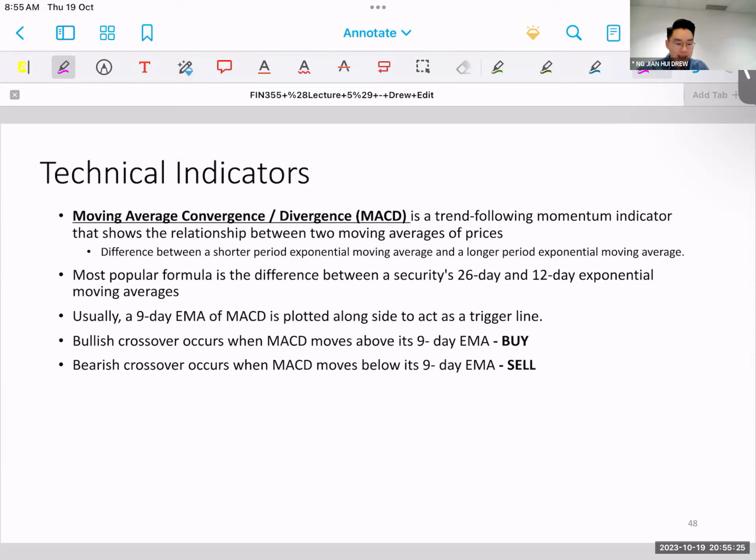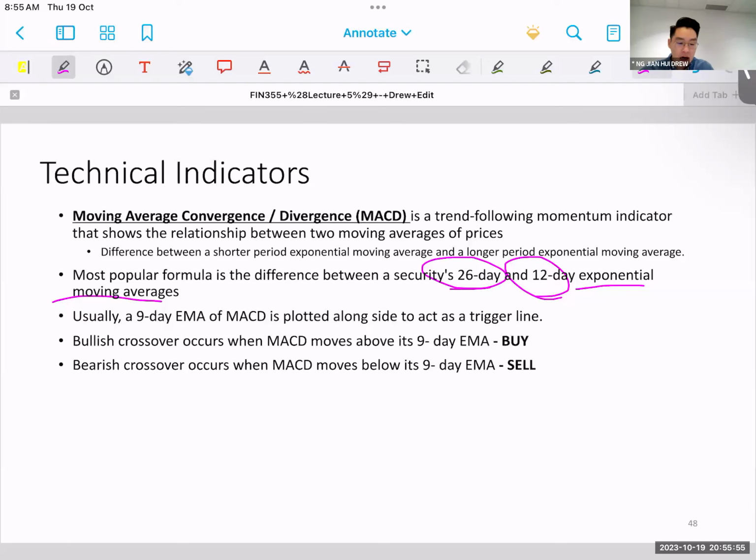So in terms of MACD, let's look at this. What is MACD? It's the moving average convergence and divergence. What we're trying to see is the difference between a 26-day and 12-day exponential moving average. By comparing the difference between the 26-day and 12-day exponential moving average, we are able to determine how the price of the stock is going to pan out in the future.